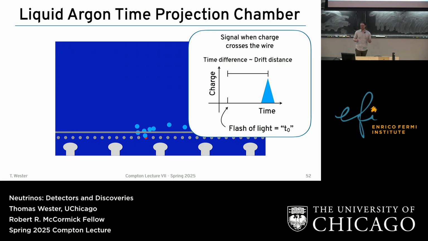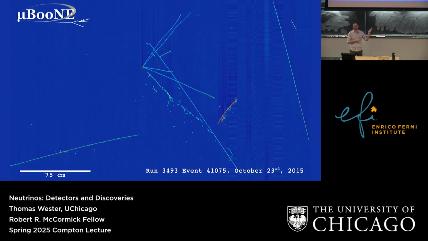Okay, and this is a reality. You can actually build these, and these have been built at Fermilab. So here's an actual picture from one of these liquid argon time projection chambers showing a neutrino interaction, and you can just see that the level of detail is kind of unparalleled. The scale here is 75 centimeters, so actually each one of these points is a couple millimeters across.